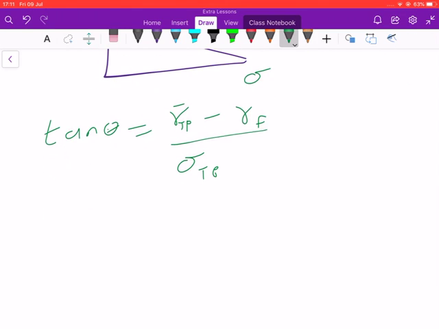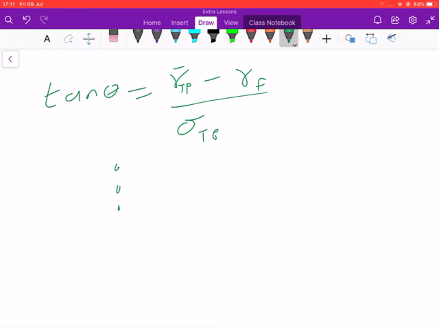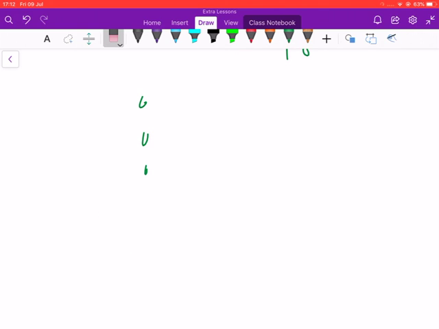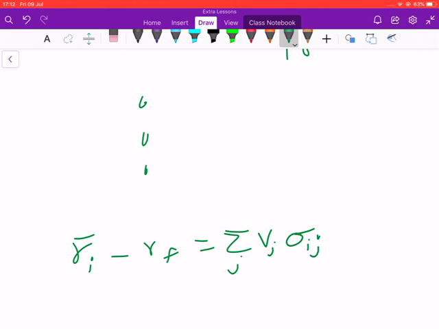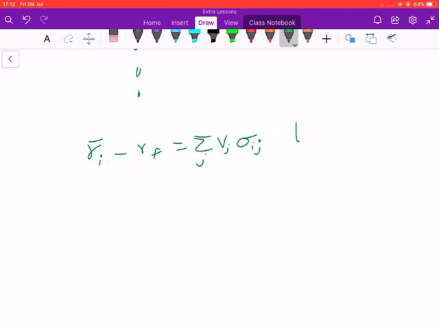Now when you solve this, you're going to have a long mathematics. At the end, you're going to have the returns of the asset minus the risk-free rate equals the sum of the weights v_j times sigma_ij, for all your i's. And then your answer is going to look like this.